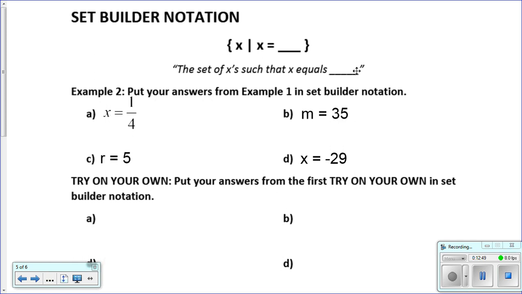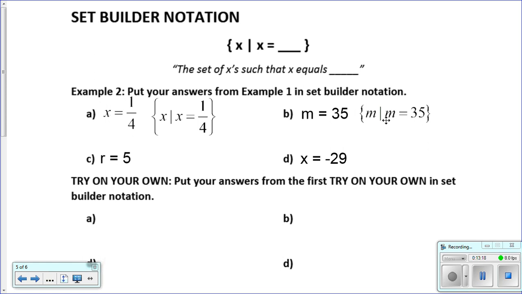Okay? So, we have to put our answers from example 1 in set builder notation. So these were the answers. To write these, all you're doing is writing the answer and then putting a line in front of it, the variable in front of it, and putting braces around it. That's it. So here, that's our answer in set builder notation. Okay? That's it.